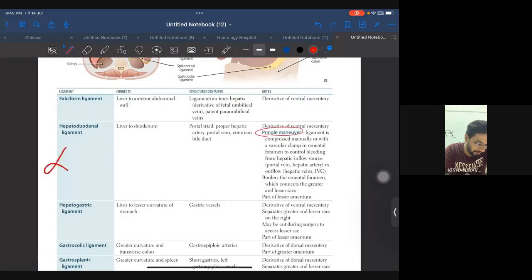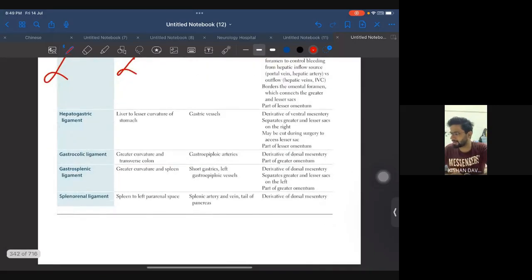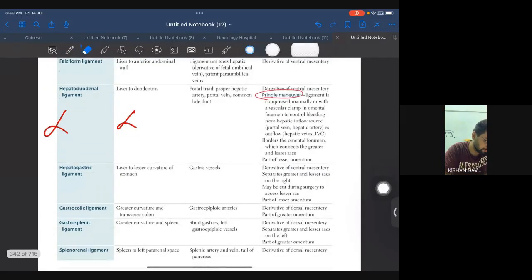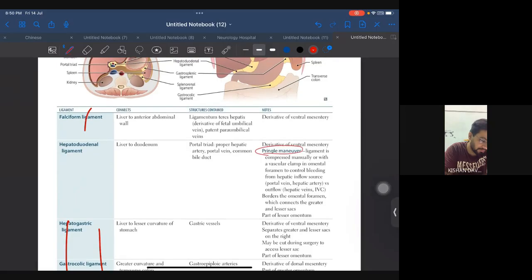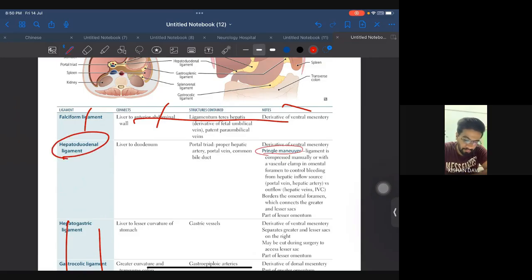Ligaments you can actually ignore. There is no need to remember the ligaments and everything. Just one thing you need to remember. That's all, you can ignore everything else. Okay. The one thing that you need to remember here is the hepatoduodenal ligament. Hepatoduodenal ligament is important, and why is it important? Because here the portal triad will be present beneath the ligament, and the Pringle maneuver.